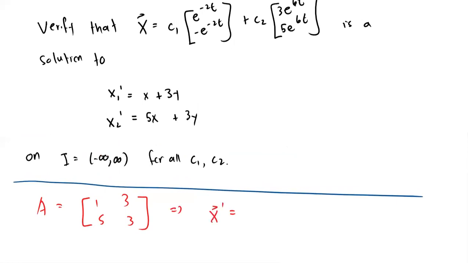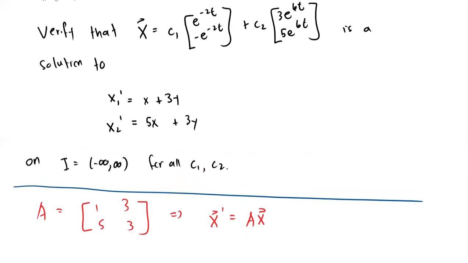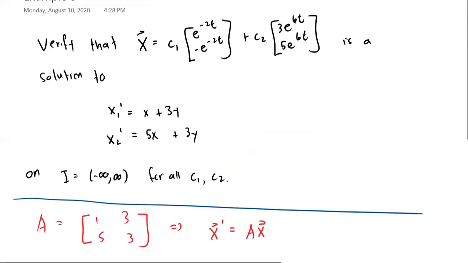X prime equals Ax. So let's verify. There's a couple ways you can do this. The way I'm going to do this is like this. First, I'm going to combine these into one single matrix.